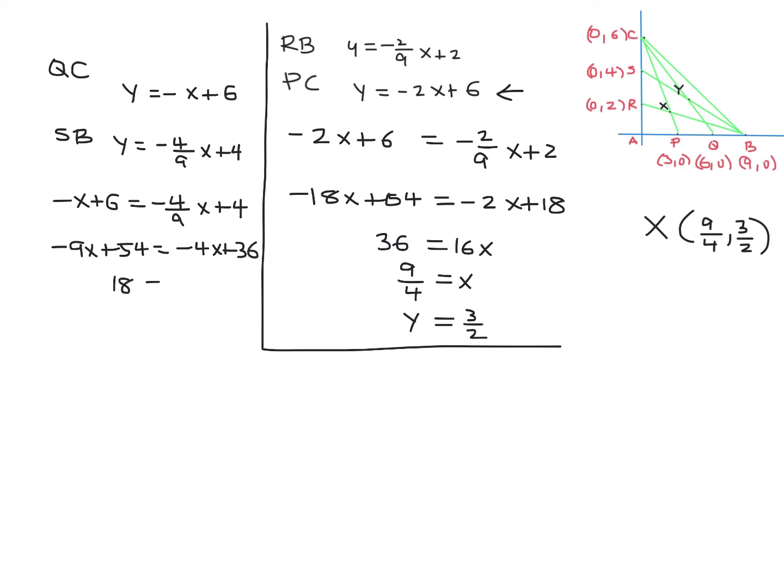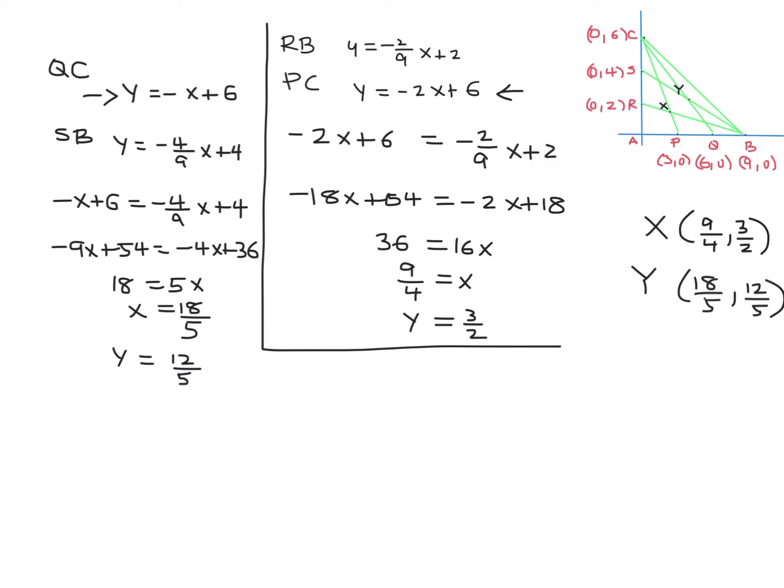Solving, we get 18 is equal to 5x. X is equal to 18 over 5. Substitute that back into any one of these, and we'll get y is equal to 12 over 5. So this point Y has coordinates 18 over 5 and 12 over 5. Okay, great.